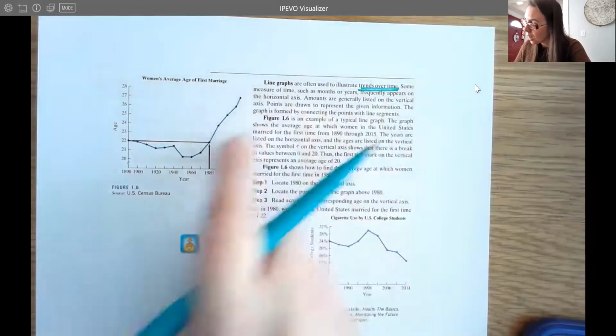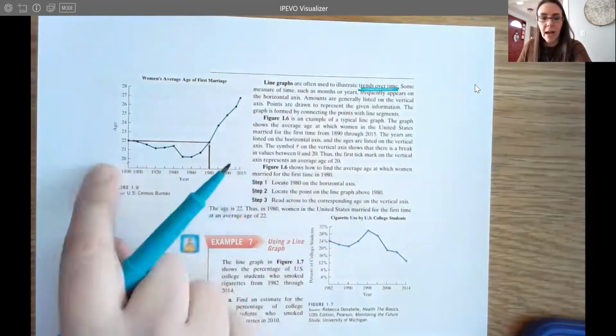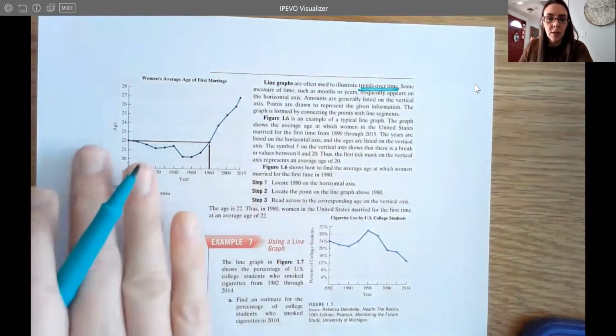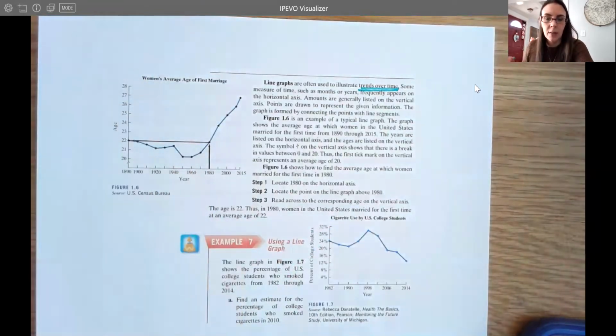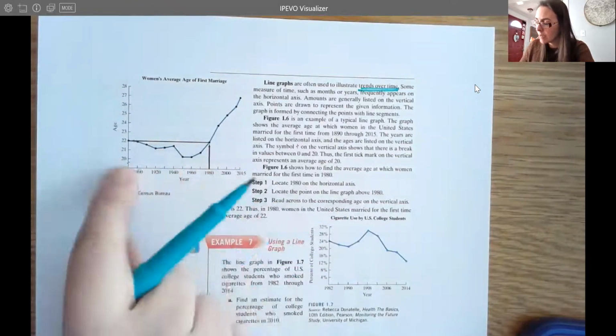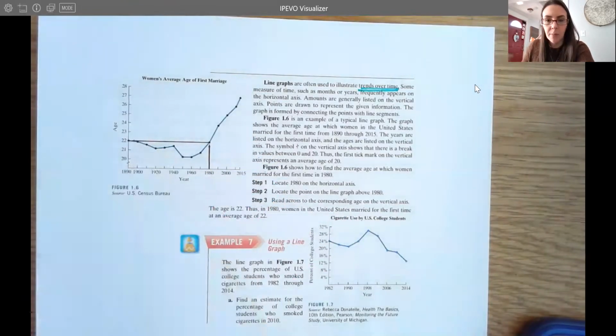They frequently appear on the horizontal axis. So usually you tend to see time on the horizontal axis, and then the amounts are generally listed on the vertical axis. So actually a similar idea to bar graphs. Points are drawn to represent the given information. So remember, just like a regular graph that you've learned about already, this is your x-axis, this is your y-axis. So each of these would be points, that x comma y point.